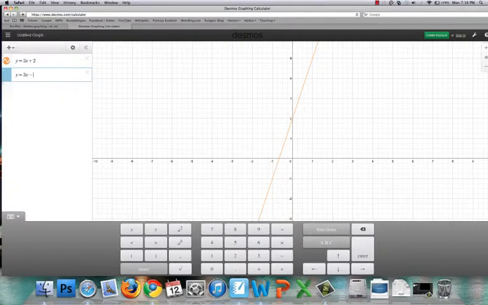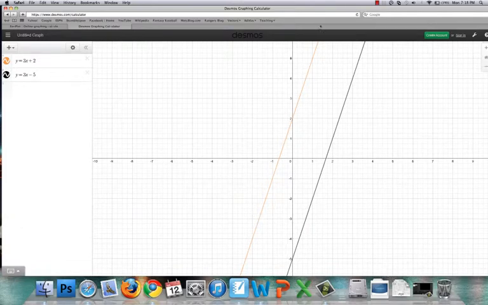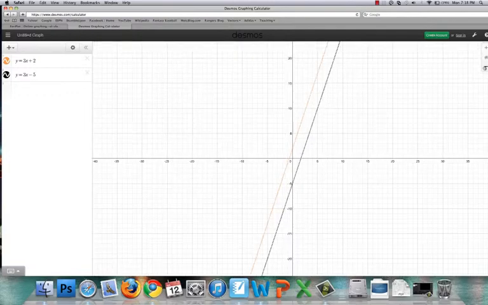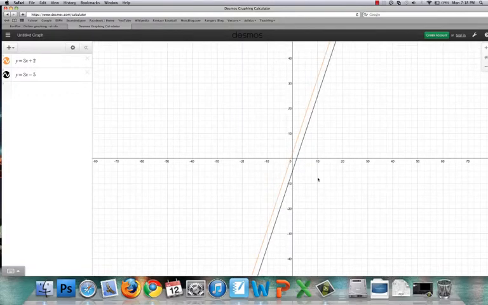So 3x minus 5. Notice how these lines never touch, they never intersect. If I keep zooming out farther and farther out, these lines will never intersect, they're parallel.